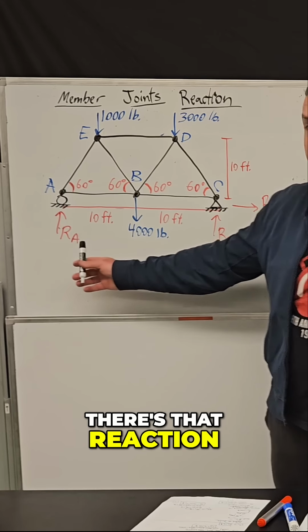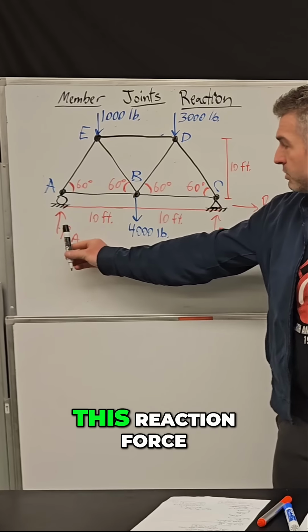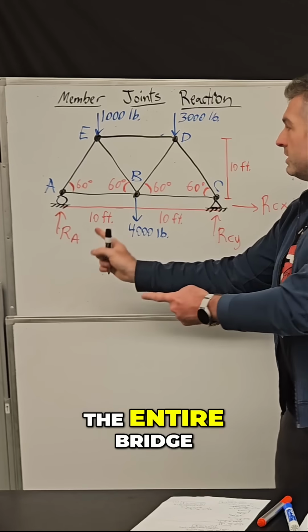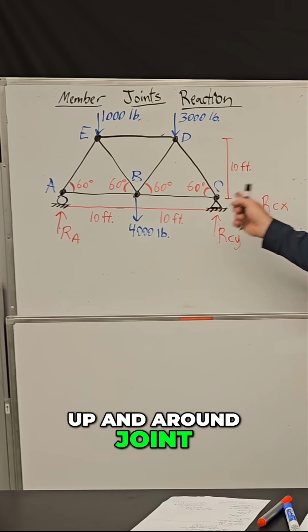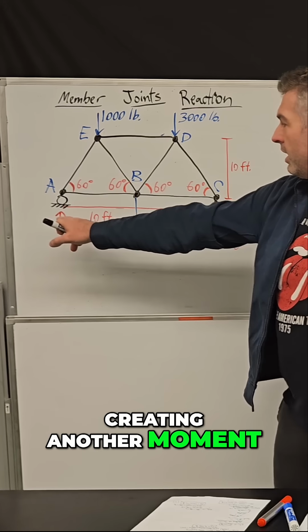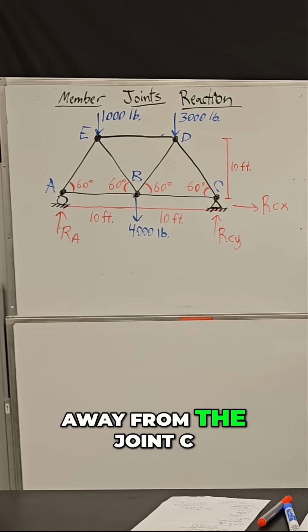And remember, there's that reaction force at point A. This reaction force would cause a rotation in the clockwise direction. It would push the entire bridge up and around joint C if it was free to rotate. And so that's creating another moment that is 20 feet away from the joint C.